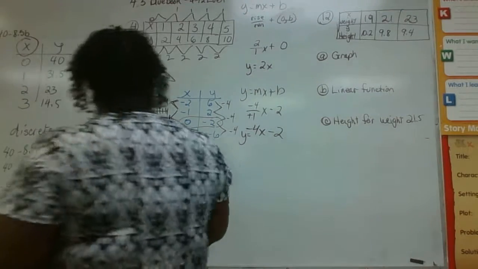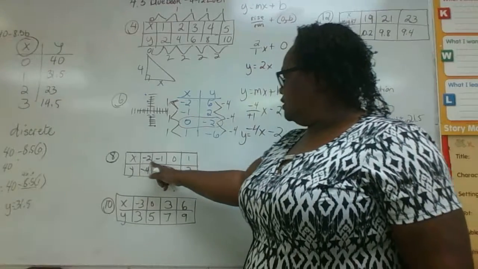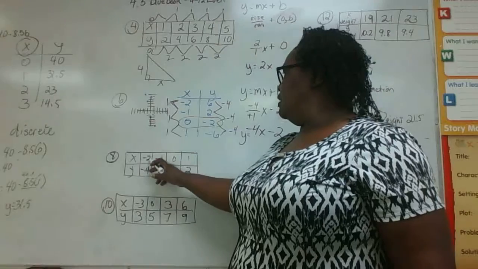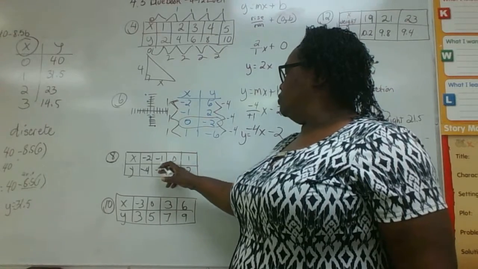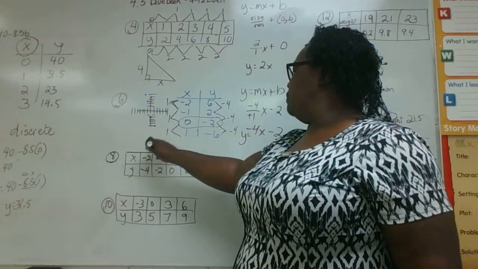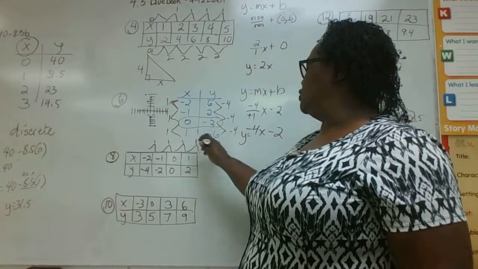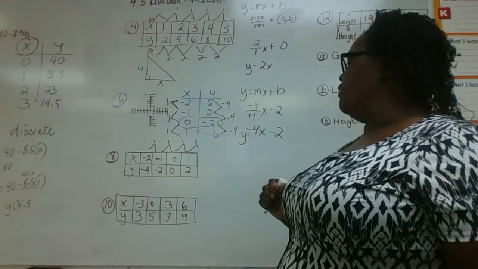Let's look at number 8. On number 8, we notice that we are increasing, okay? So we go from negative 2 to negative 1 here. That's by 1, by 1, by 1, by 1. And it's going up, okay, in value.